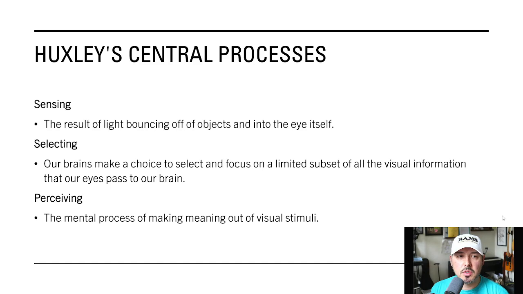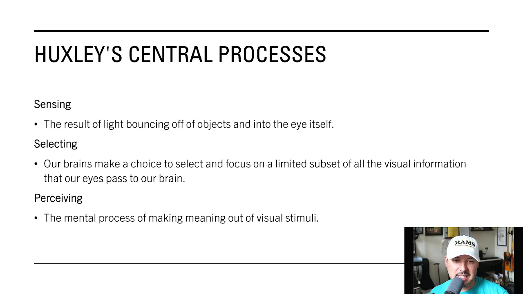All right. So the book talks about these central processes of visual communication. And you are probably all aware of these, but this is just to give them words, to give them vocabulary. So number one is sensing. All right. And sensing is what we normally think of when we say what you see. That's the result of light bouncing off objects and going into the eye itself, right? It comes in, you've got the rods, the cones.